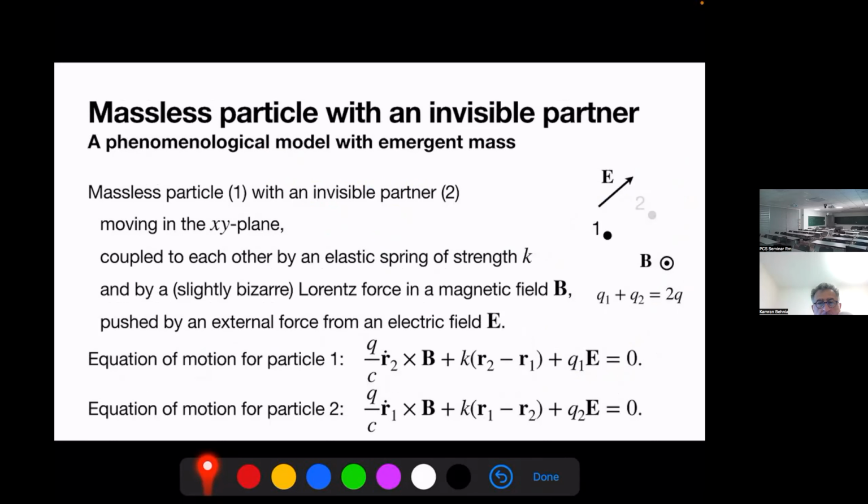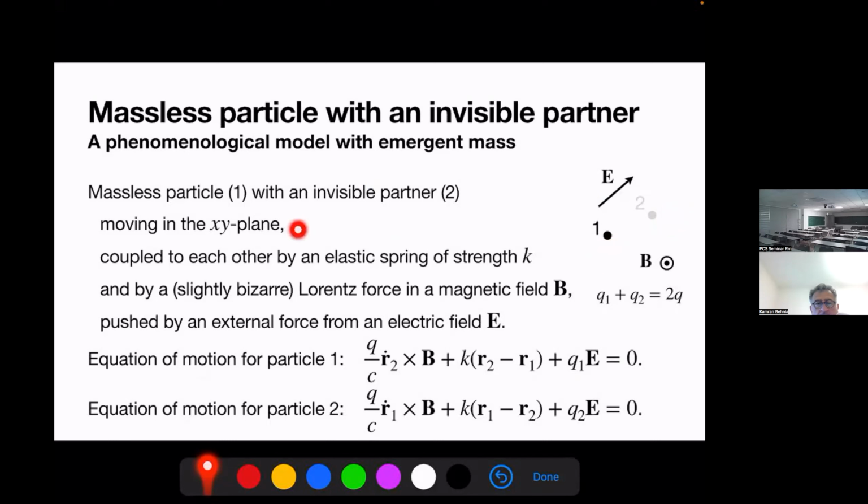So here we present a new model of a skyrmion as a compound of two particles. Particle 1 is visible, and it has an invisible partner, particle 2. It's invisible to the experimentalist. So the experimentalist can only probe particle 1, but particle 2 is present, and it affects the motion of particle 1. So the two particles are massless. They are confined to move in the xy plane, like a skyrmion.